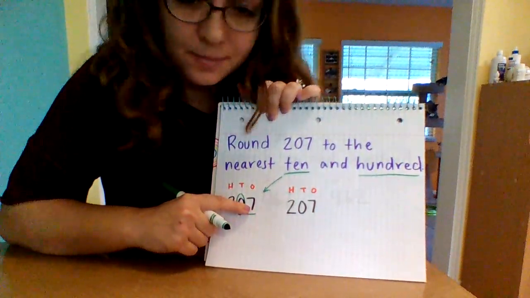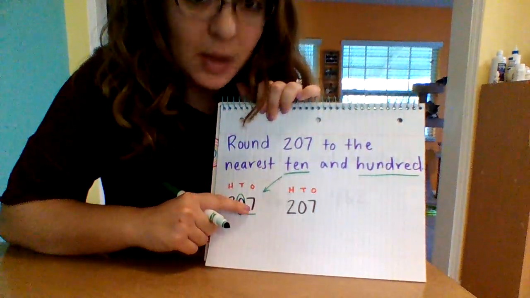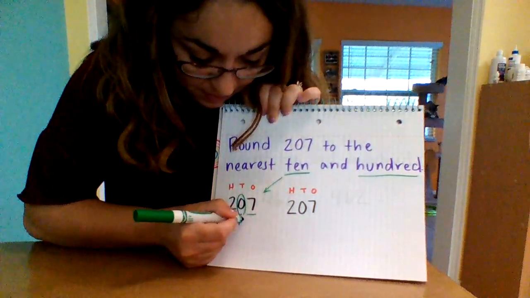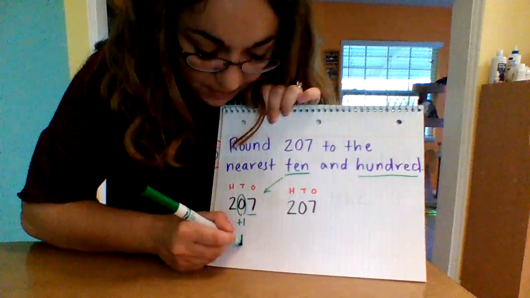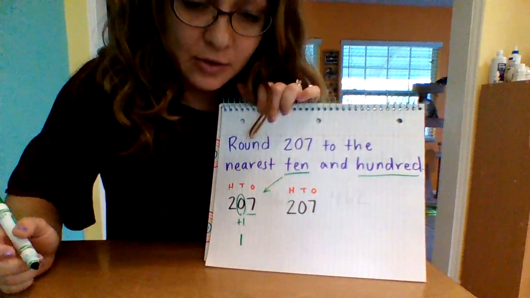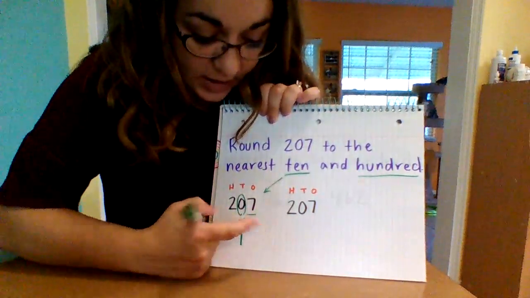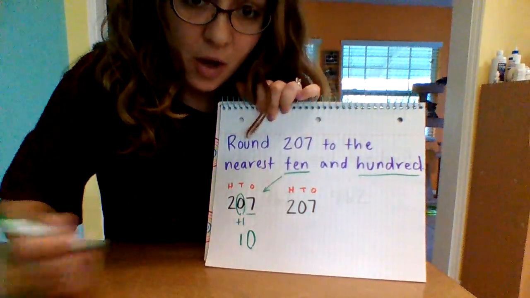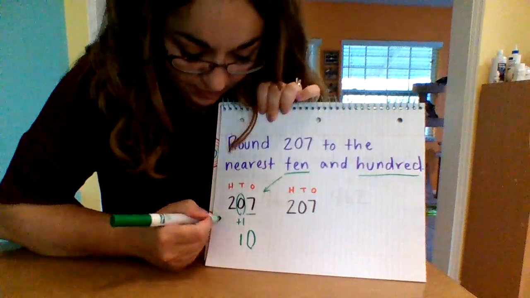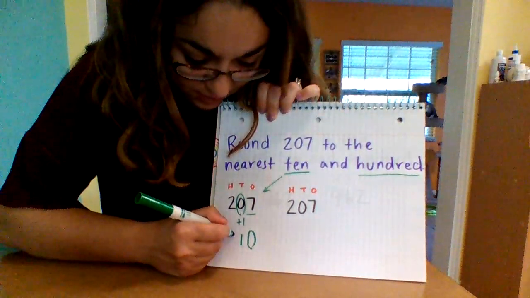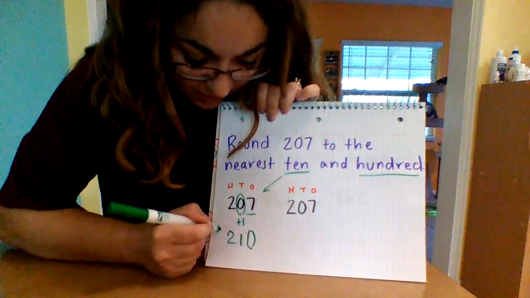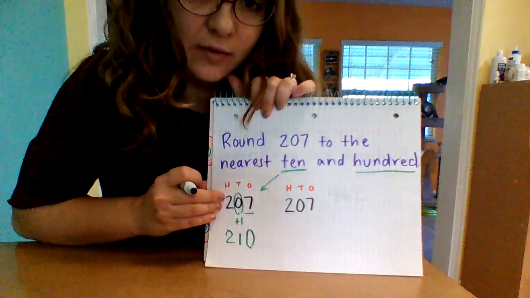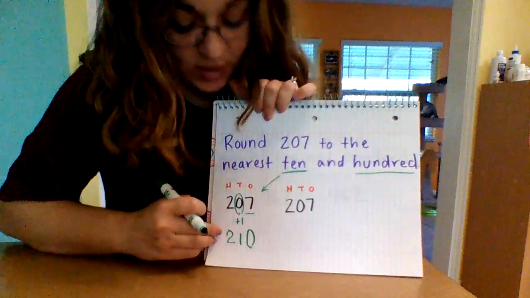0 through 4, the circle stays the same. But 5 through 9, adding 1 is the game. 0 plus 1 is 1. Now flex your muscles like a hero. Digits to the right, that's this one, change to 0. All the other numbers stay the same. That's this one. Yo, you're the winner in a rounding game. So we've got 210. When you take 207 and round it to the nearest 10, you get 210.